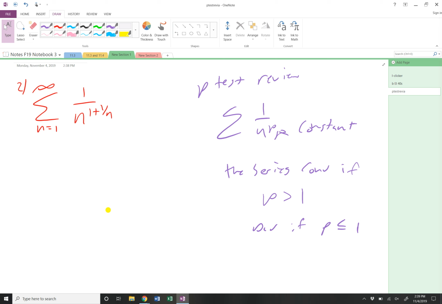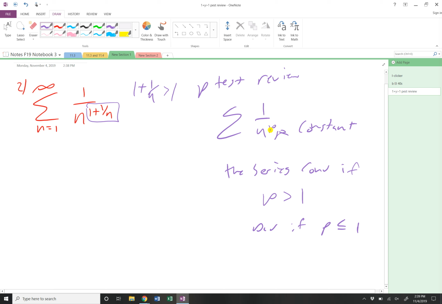The p-test might give you some intuition about this problem. If you look at this, this is almost like the p-test. I have 1 over n to the something, and this something is always greater than 1. So, what should we conclude? Yeah, if you do, you're wrong. So you can't do this by the p-test. It's not of the form of the p-test. The p-test only says something if p is a constant.